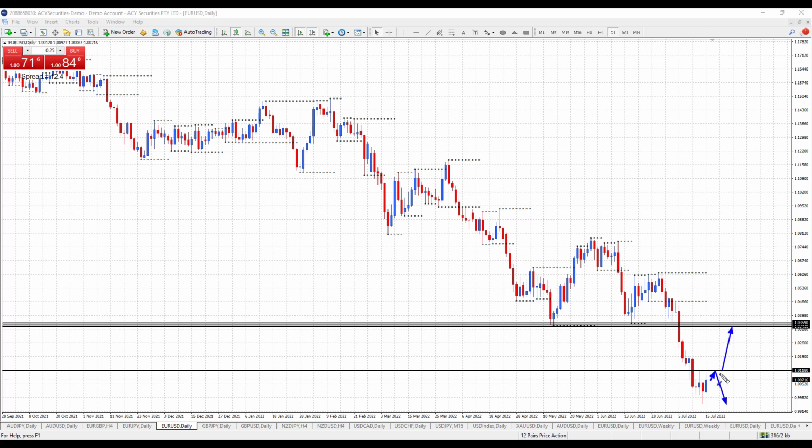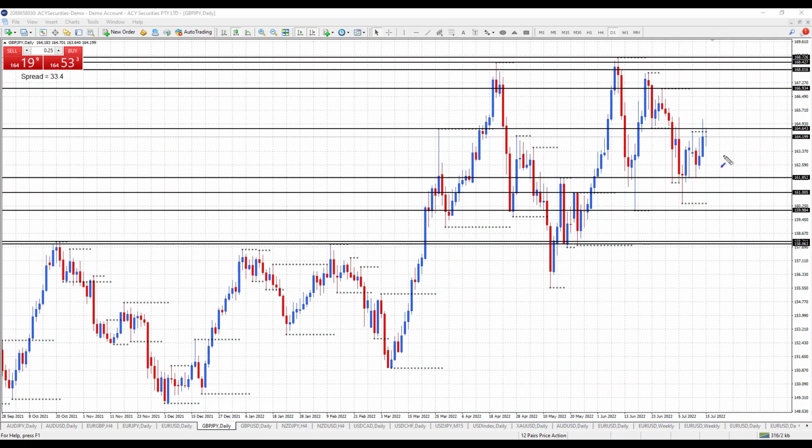Alright, I think there's quite a good chance we could get back up to that level over next week or at some point in the next fortnight. We're very low at the moment, a little bit overstretched, and I'm not saying that the trend is going to change, but a relief rally may be in order, so be aware of that.